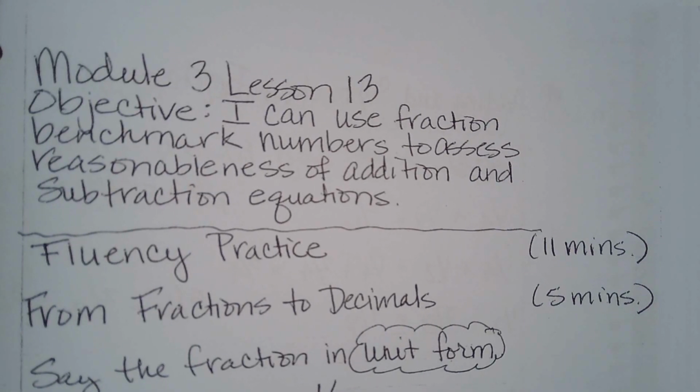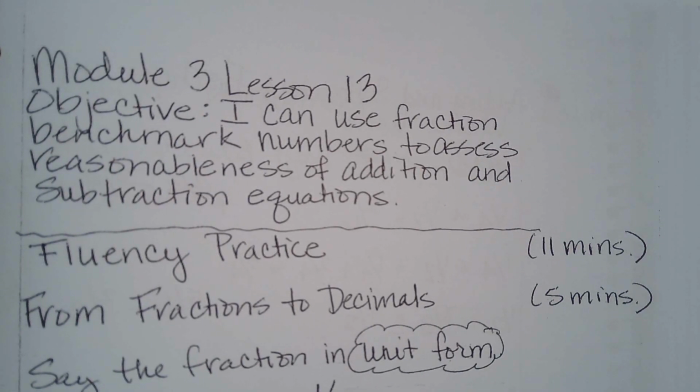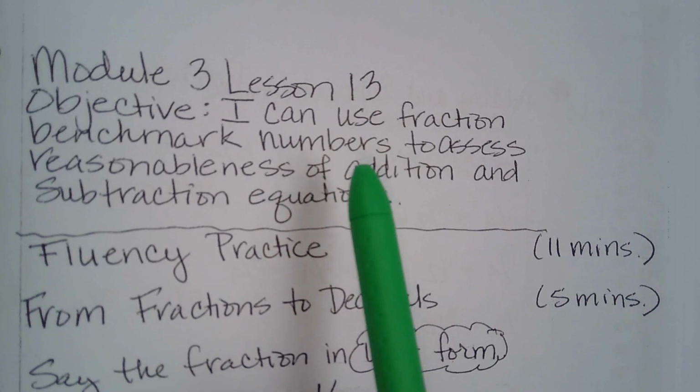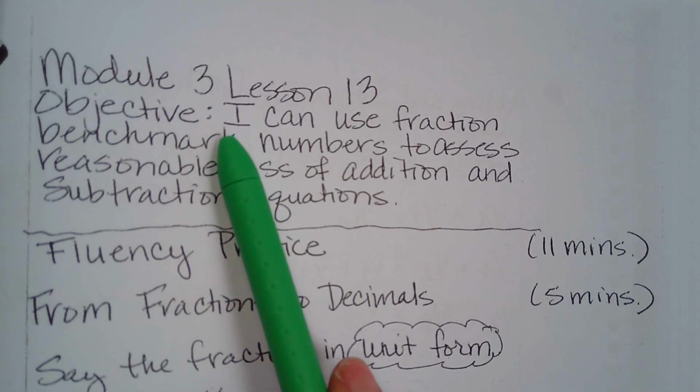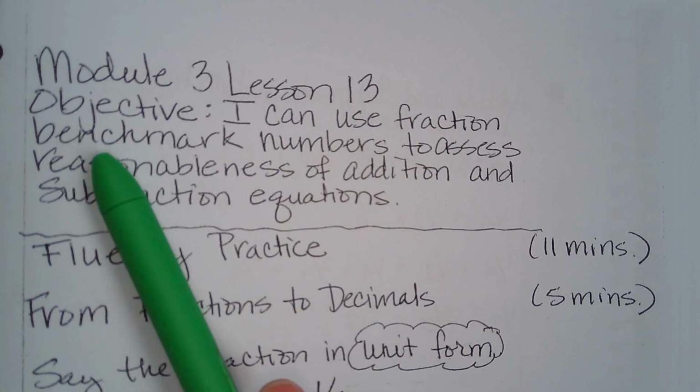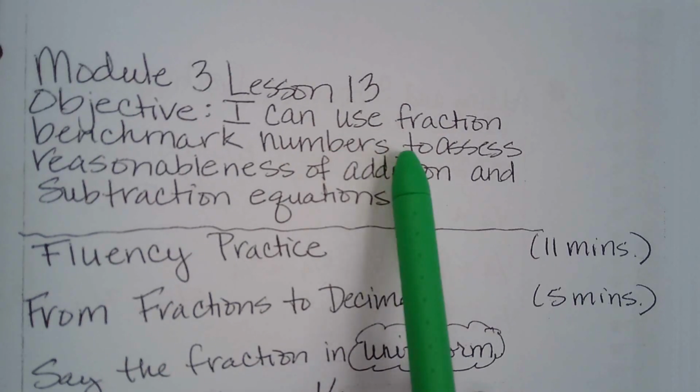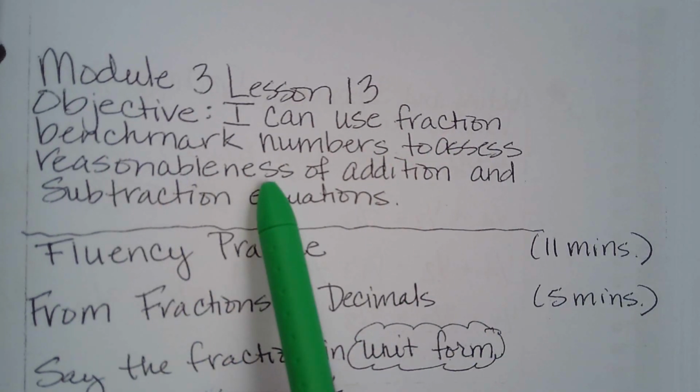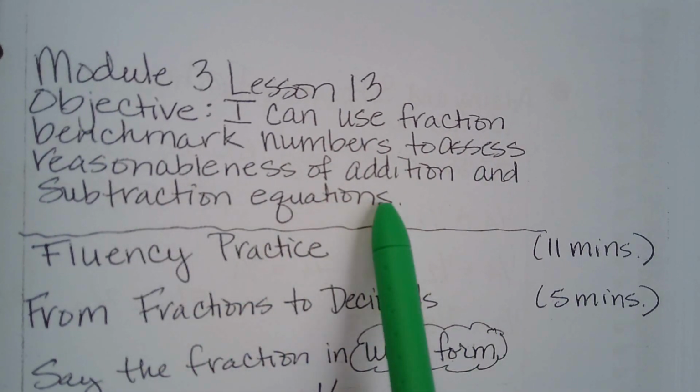This is EngageNY, Module 3, Lesson 13. Read the objective while I read it out loud. I can use fraction benchmark numbers to assess reasonableness of addition and subtraction equations.